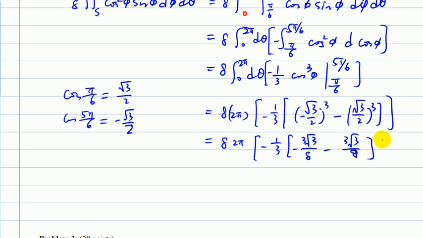Okay, like that. So you see negative and negative cancelled, 3 cancelled, and this is 16 pi, and so we'll have a square root of 3 over 4, which you end up with 4 pi square root of 3. So that's the answer you get.